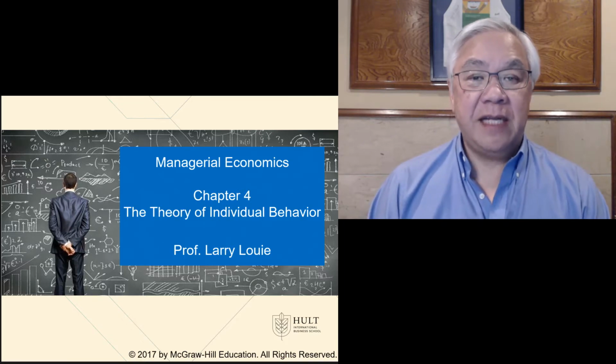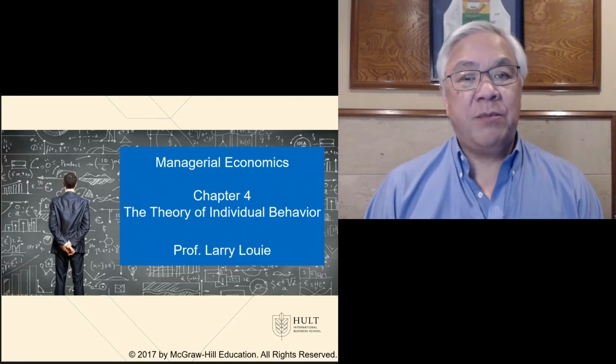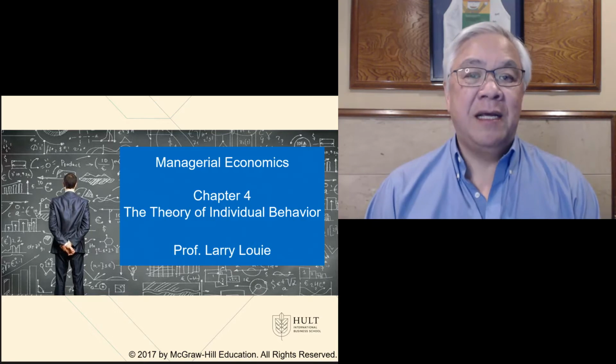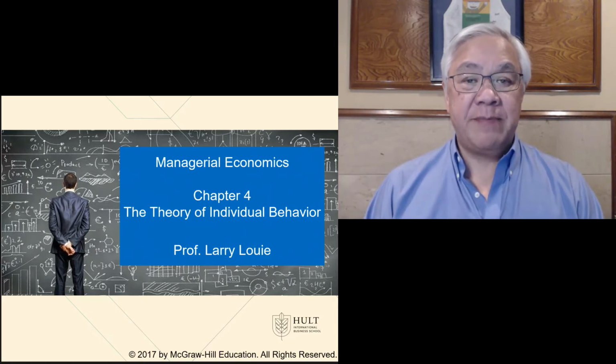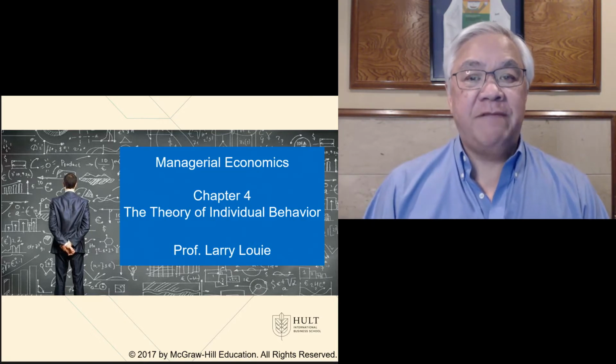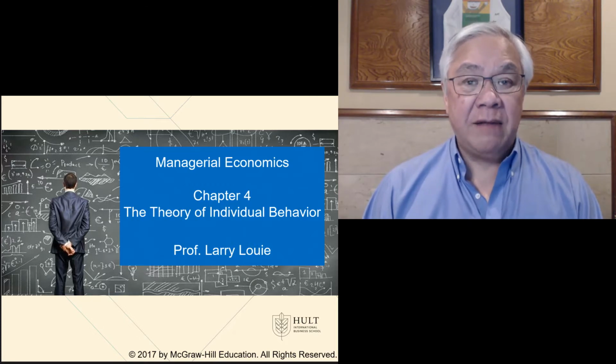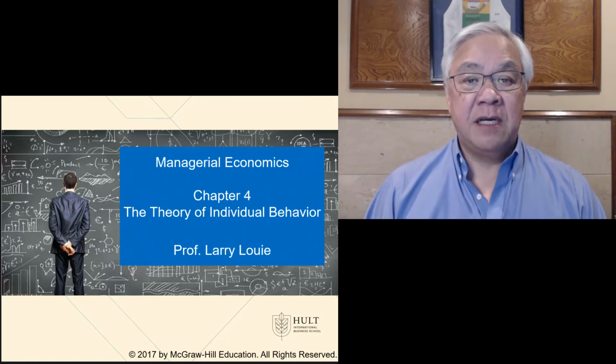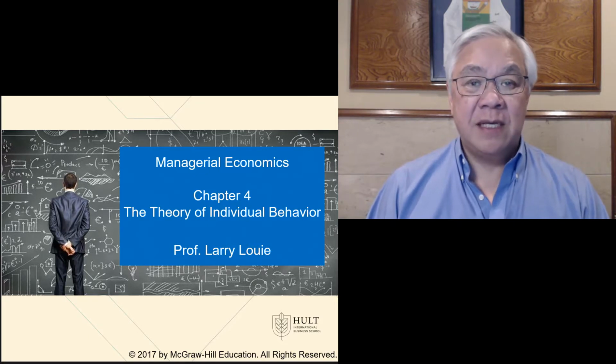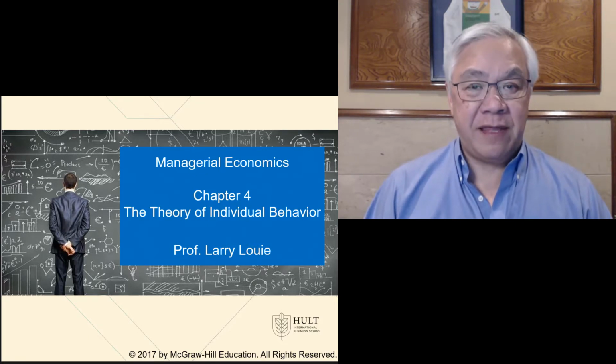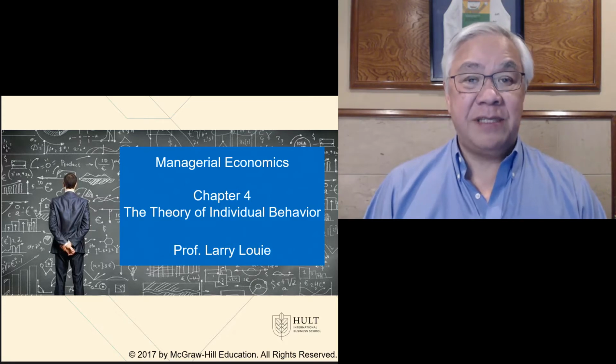Chapter 4 is on individual behavior. This is one of the more interesting topics, in my opinion, in managerial economics because we're trying to look at individual behavior, knowing full well that each individual may make different choices given different alternatives. So how can we as economists pull that together and create a theory that ultimately leads to a demand curve?